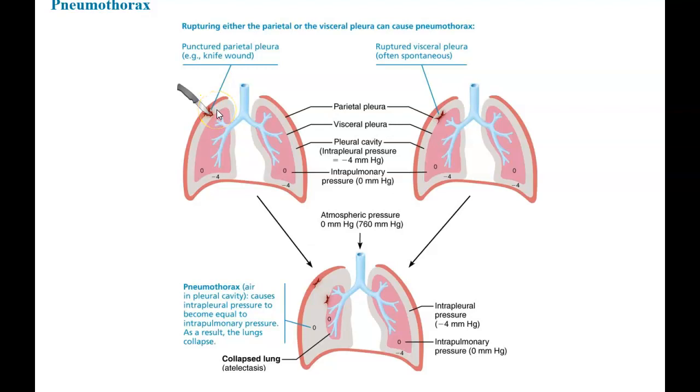So things that could change that pressure would be if the lungs are punctured by something, or if the visceral pleura ruptures. This is the membrane that surrounds the lungs directly, because there's also the parietal pleura, which is lining the cavity itself. But if either of these happen, then the intrapleural pressure is going to become equal to the intrapulmonary pressure, and so that's going to cause the lungs to collapse.